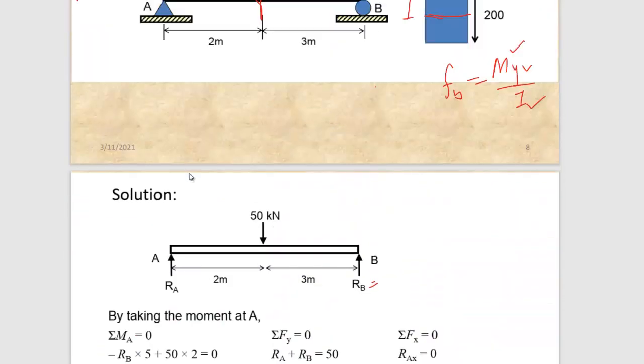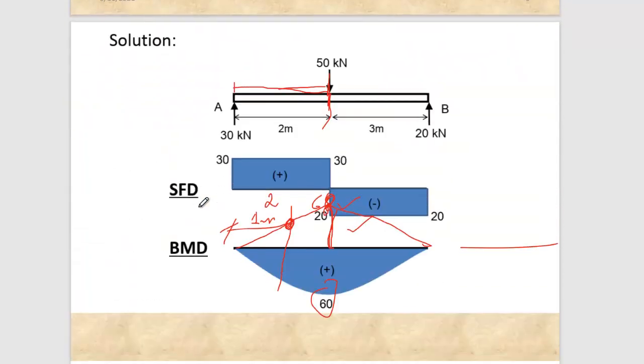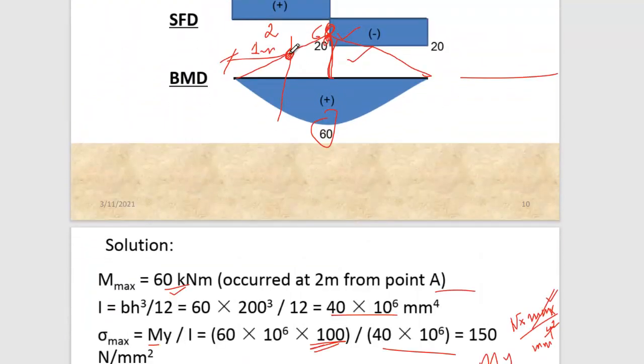But if I say that I want to know 1 meter away from the point A, so that time you have to calculate the moment at this 1 meter away. So again, you can take the cross section here, or you can find out the moment from the diagram. It's up to you. So if I say like that, the calculated moment would be how much here?